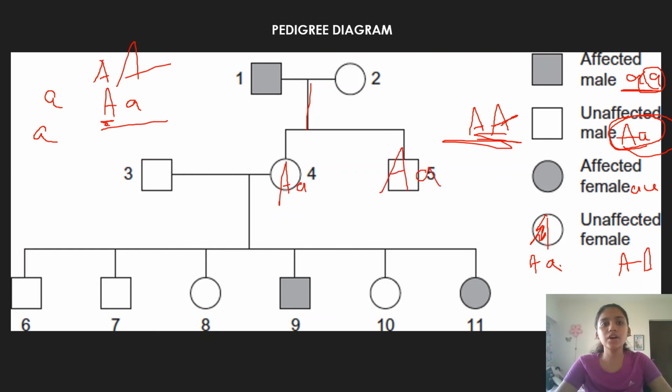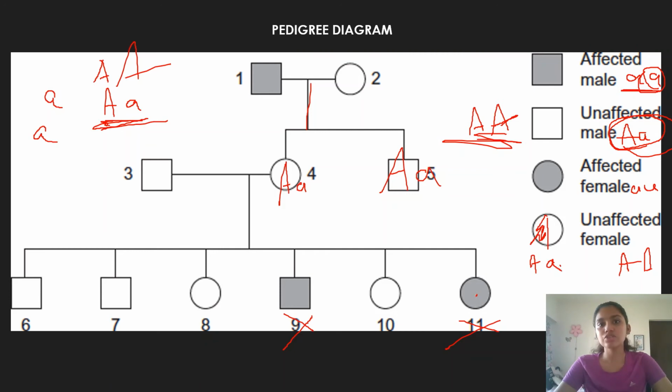Now over here you see we have an unaffected male. So now there are 2 possible combinations. It could either have capital A, small a, or capital A, capital A. Now, how do we know whether the genotype of 3 is capital A, small a, or capital A, capital A? We look at their children. The fact that they have 2 children that are affected means that there was no dominant allele present in 9 and no dominant allele present in 11.